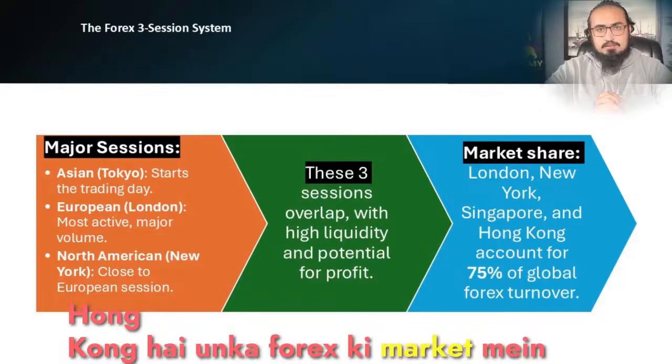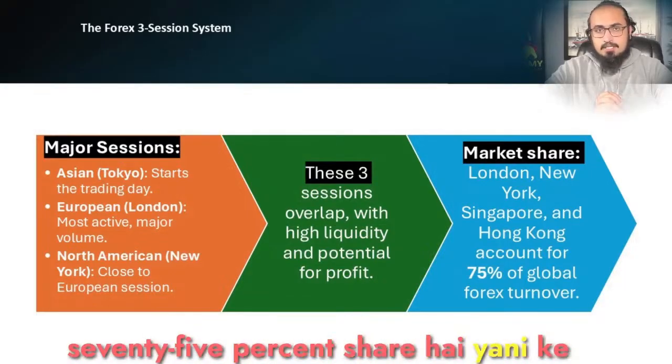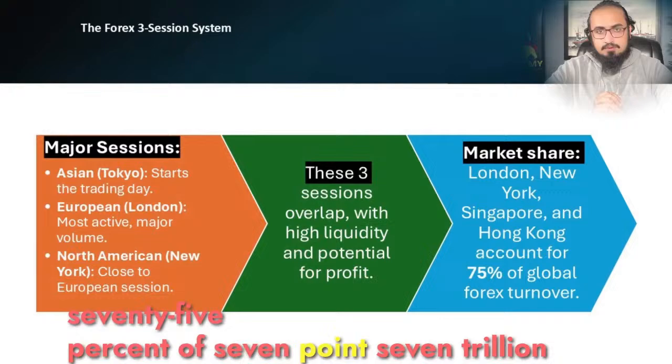And the second feature is that if we get a very strong move in the New York session, most probably we will see consolidation.